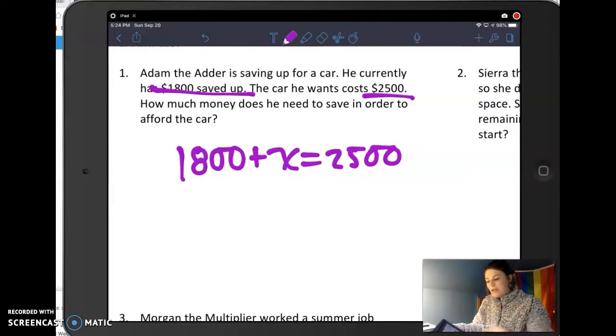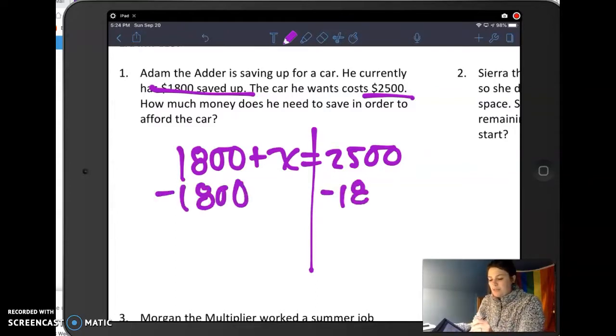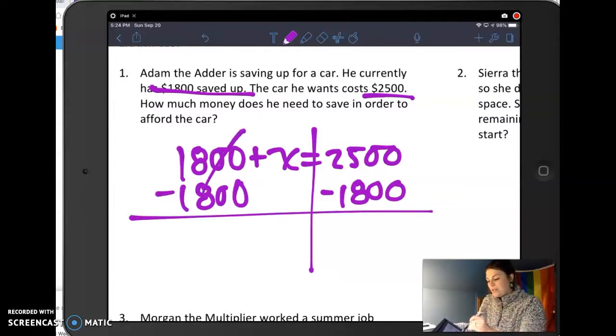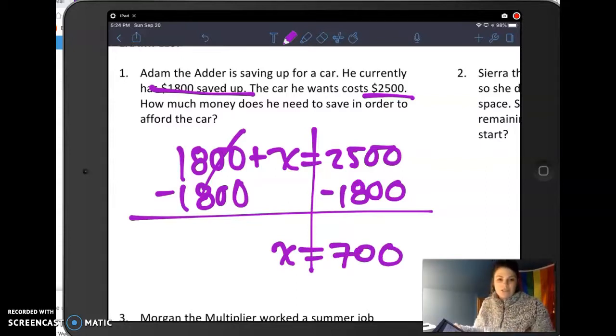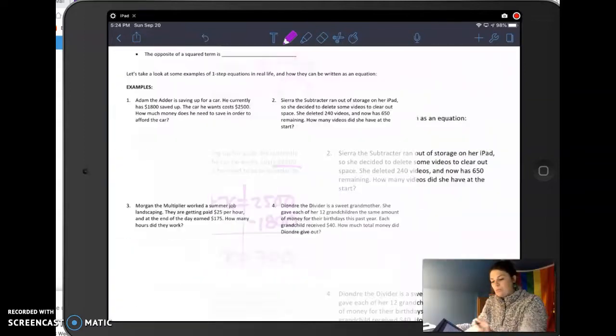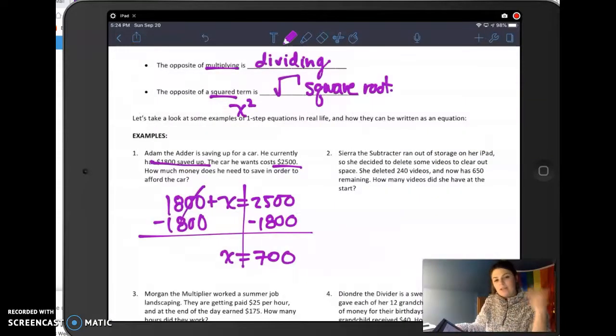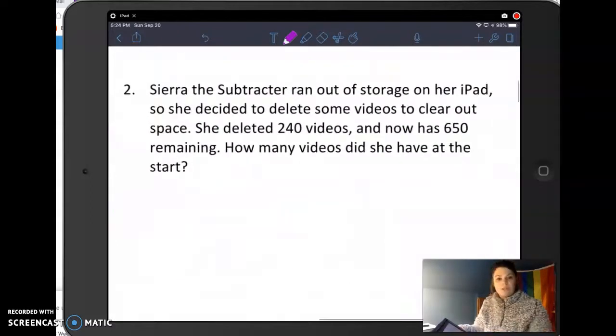All right, and then when we try to solve these, we always draw a line down the middle to stay organized. I'm going to subtract 1,800 from both sides because that is the addition that we need to undo in order to get the variable, which is x. These two became 0, canceled out, and then when we subtract, we get $700. So even though you can do all of these problems in your head, it's also really good to think about them as equations to get your brain prepped for equations.